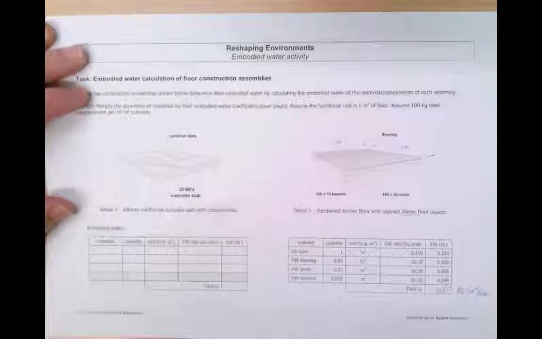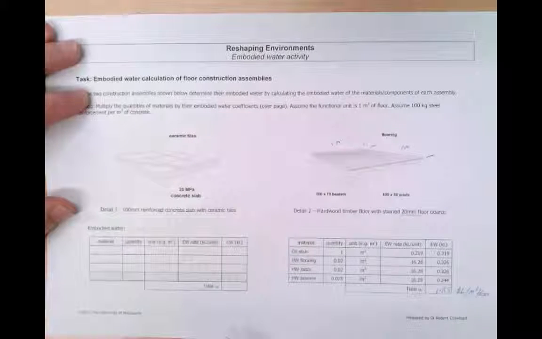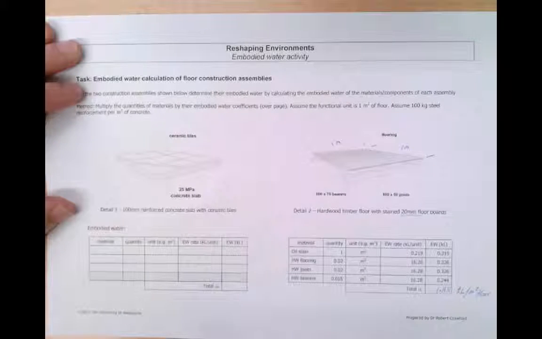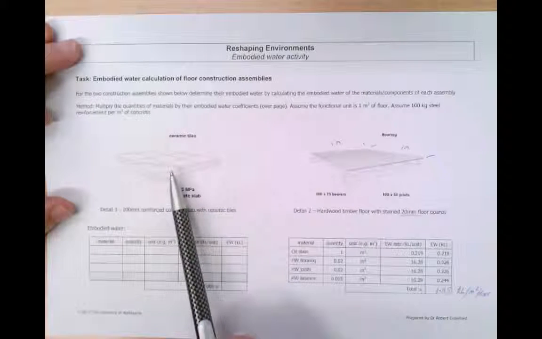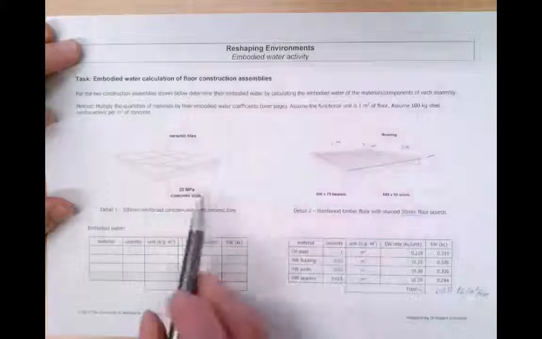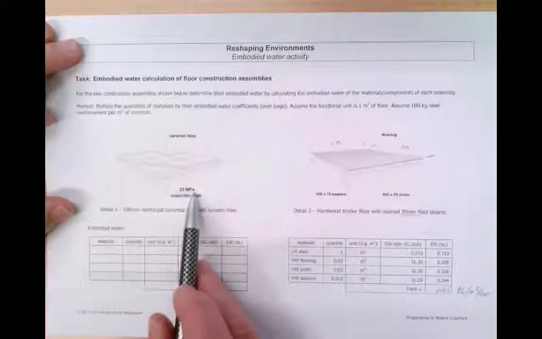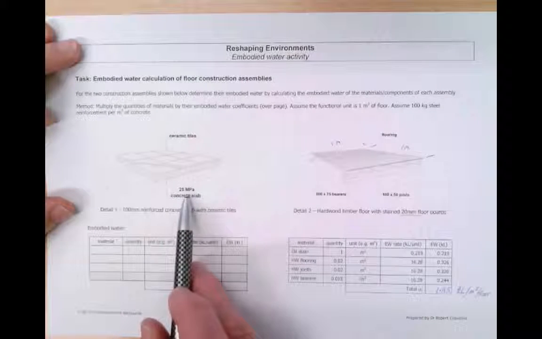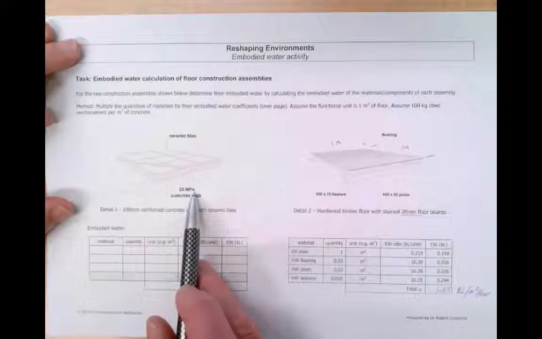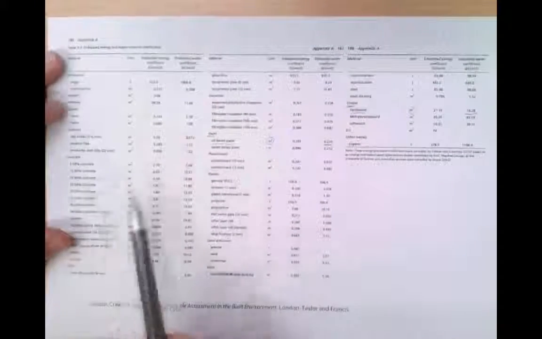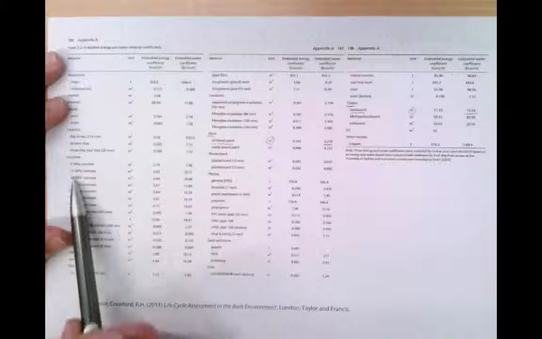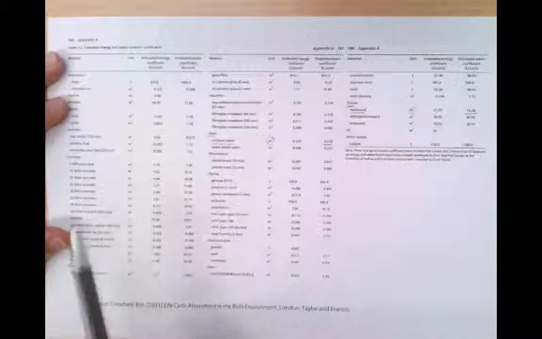So the same exercise can be undertaken for the concrete slab. So just some things to note. In the concrete slab there is a couple of things. 25 MPa is the strength of concrete, and concrete can be made in different strengths and will have different embodied water and energy depending on the strength. So in the table when we look at concrete, there are different strength components there per cubic metre of concrete to be aware of.